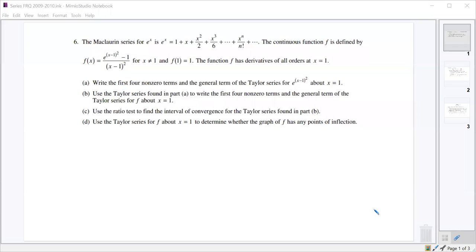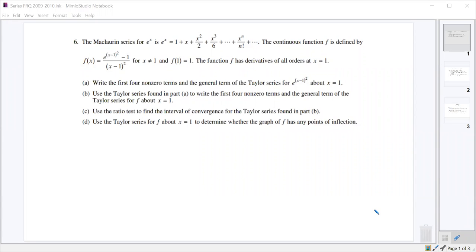So for the first part of it, it gives you the series for e to the x, which is nice of them. Then they give you some function f of x that they say is (e to the x minus 1 squared, minus 1) over x minus 1 squared. Cool. Give you a value for f of 1, and then have you write the first 4 non-zero terms and the general term for something unrelated to everything they just wrote up there, e to the (x minus 1) squared, around x equals 1.